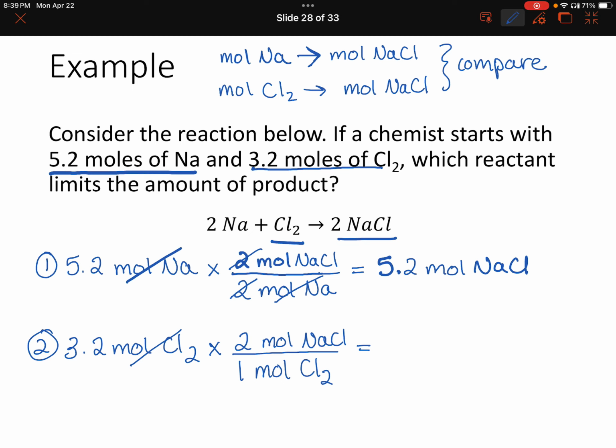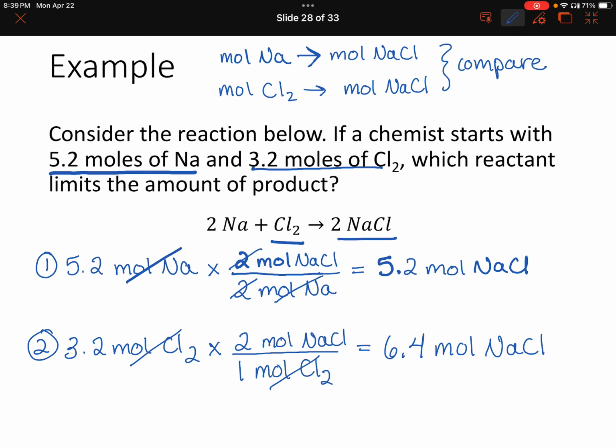And we'll put 1 mole of Cl2 in the denominator. Okay, so moles of chlorine will cancel, which will give us a unit of moles of sodium chloride. And looking at the math, we're just multiplying 3.2 by 2. So we get 6.4 moles of sodium chloride.